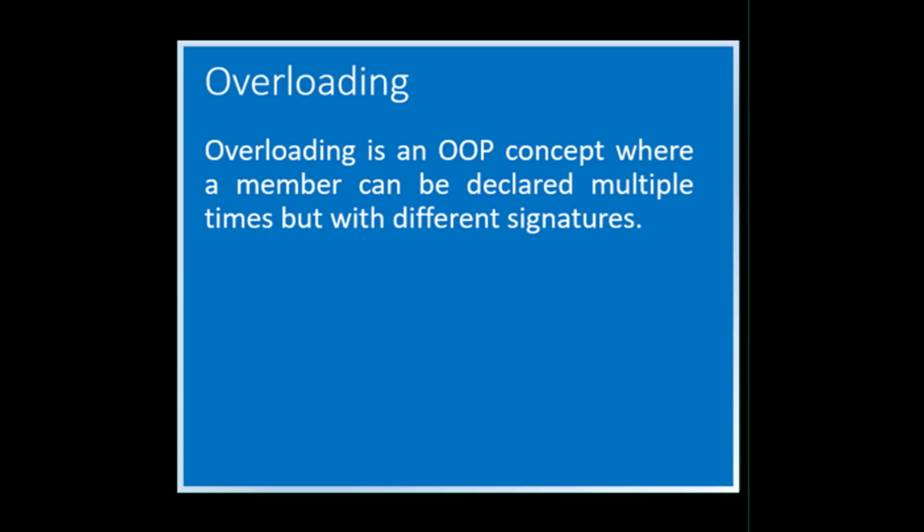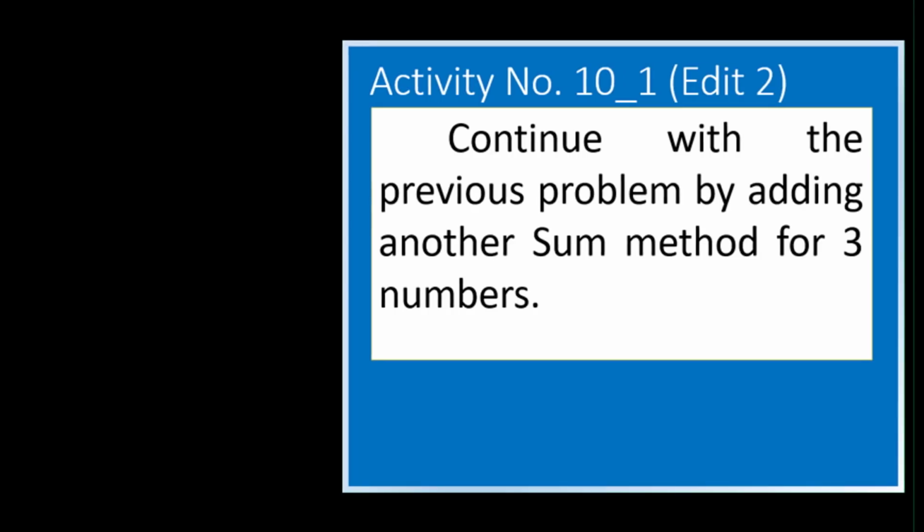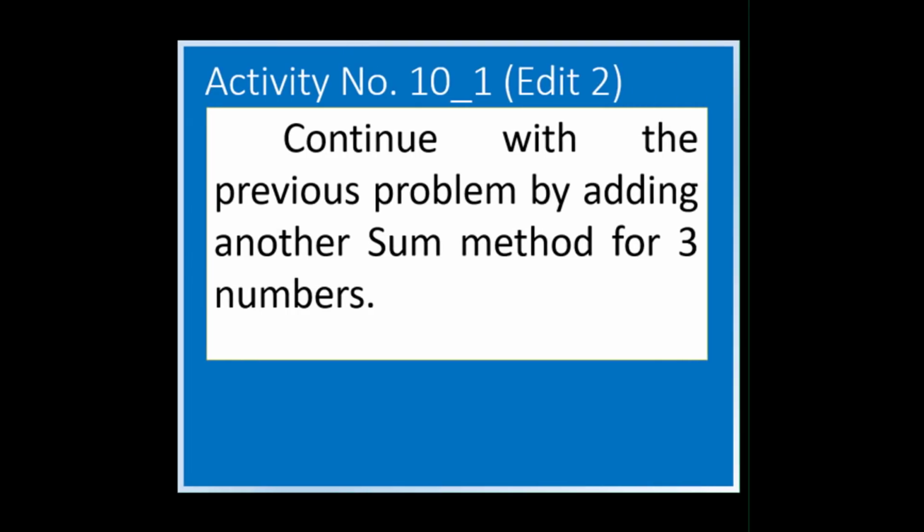This time, we will discuss overloading. This means that a method like our sum can be declared several times, as long as they have different types or number of parameters. To understand it further, let's go to our next modification activity. This time we will add another sum method, but with three parameters. If you want to do it on your own, pause this video now.